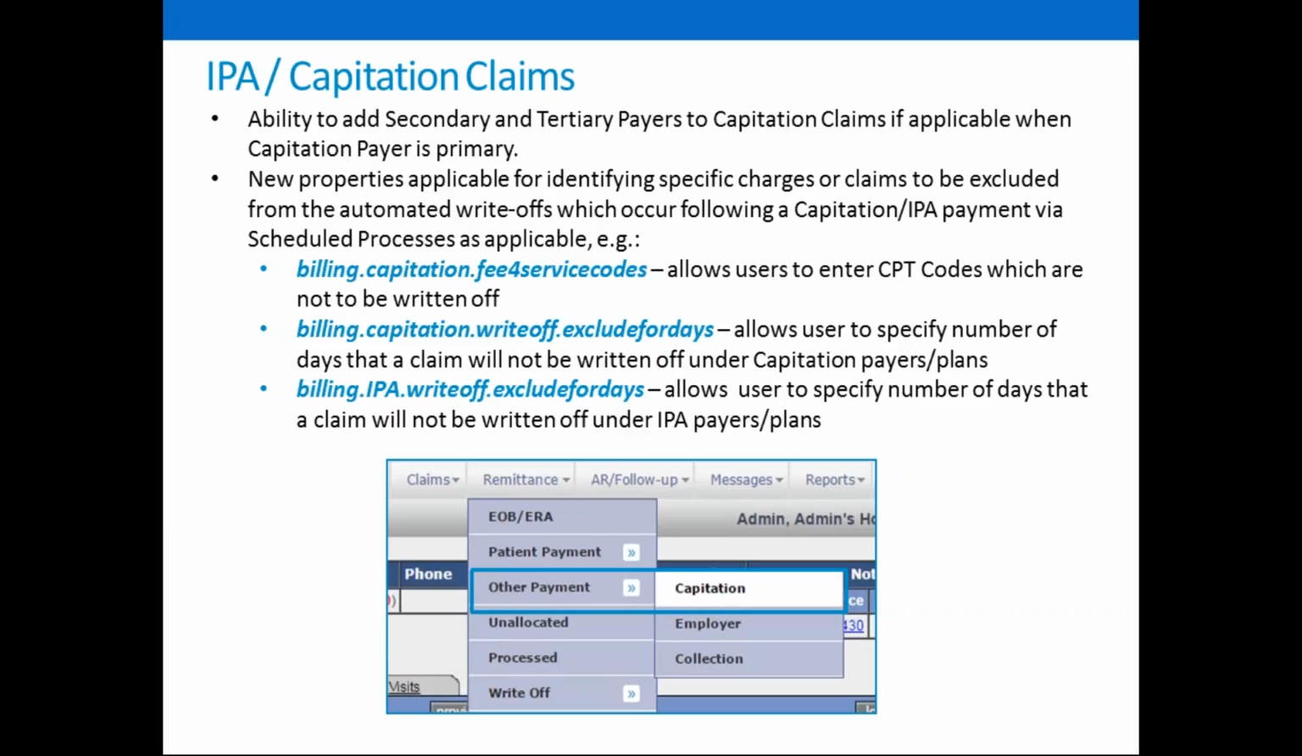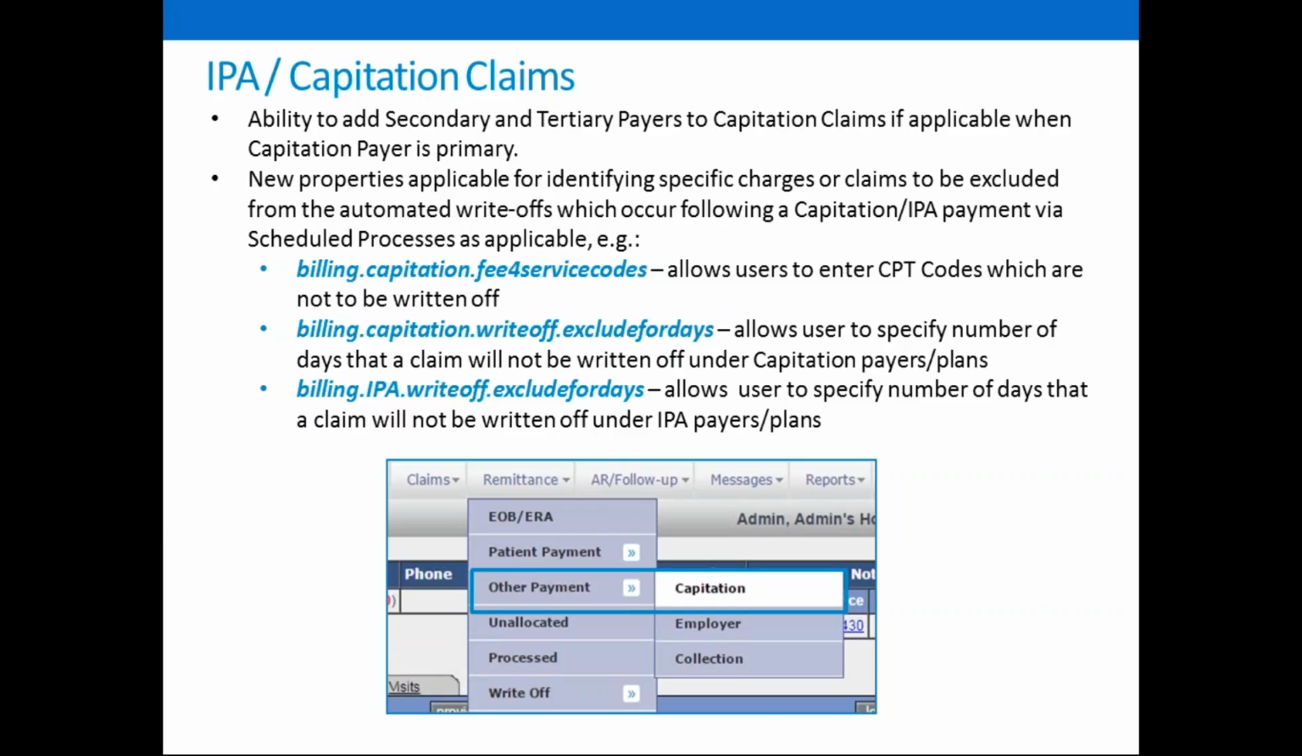And because of that, you are now also able to add secondary or tertiary payers. So that if there is a scenario where the capitation payer or the IPA plan doesn't cover a certain procedure, but the patient has other insurance that will, you will now be able to do that.